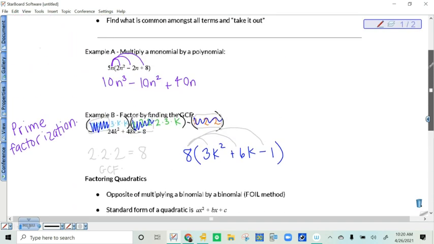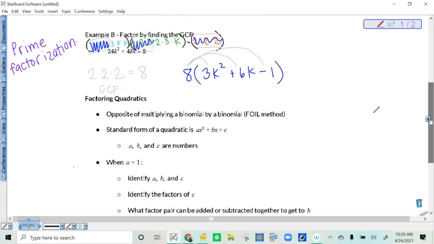So now we're looking at factoring quadratics specifically. Quadratics are something with a squared variable. And this is our standard form of a quadratic. It's ax squared plus bx plus c, where a, b, and c are all numbers.